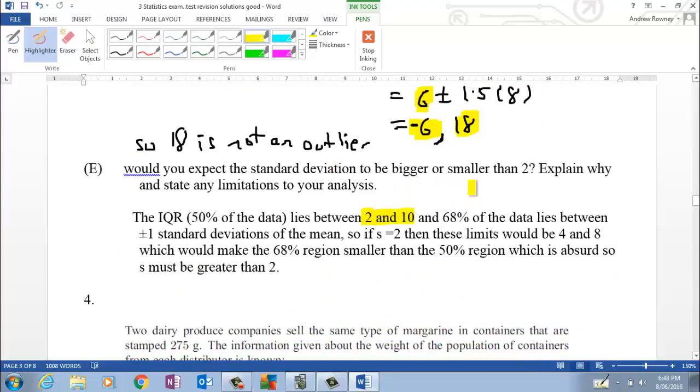Now standard deviation, 68% of the data lies between plus and minus 1 standard deviation. So if S equals 2, then plus or minus 1 standard deviation will be your X bar plus 2 and X bar minus 2. So that's 6 plus 2 and 6 minus 2. So we're between 4 and 8. Now 68% would have to lie between there. But that doesn't make sense, because if 50% is between 2 and 10, how can you have 68% between 4 and 8? Because 4 and 8 is a smaller region than 2 and 10. So clearly then S has to be greater than 2 to make this make sense.